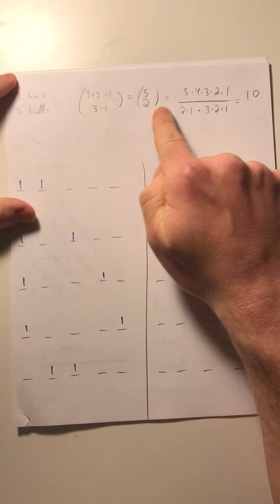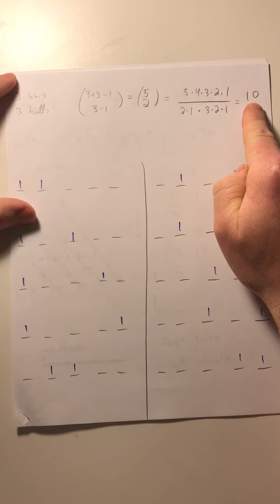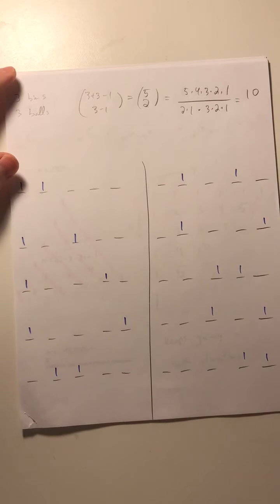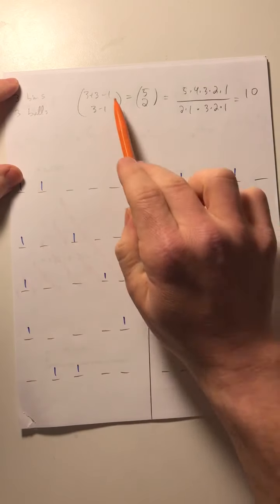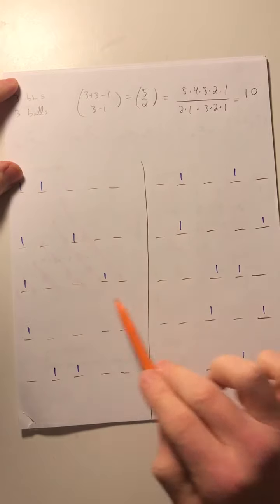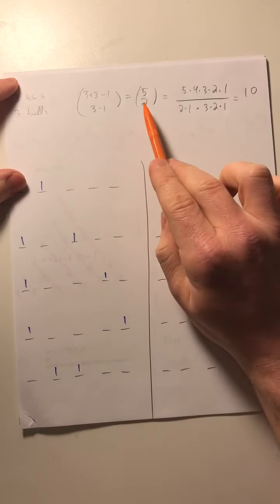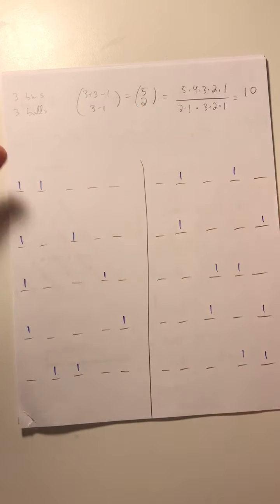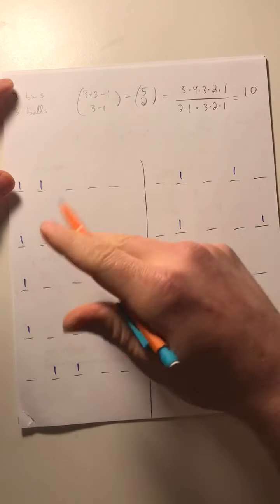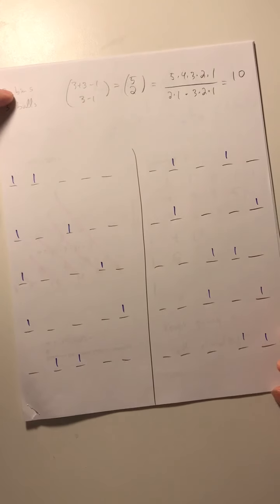So I have 5 choose 2, which I compute over here is 10. 5 choose 2 is 10. So I wrote down, I have 5 slots. Each of these sets of 5 slots is going to get 2 dividers. And then the other 3 places will be for balls. So I've written down all the possible ways to do that.